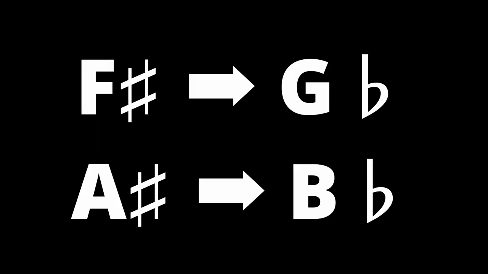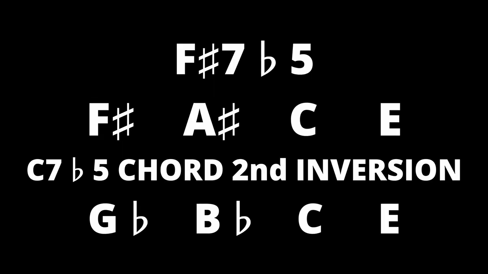If you are familiar with accidental notes, you will know that F sharp is equivalent to G flat and A sharp to B flat, which as expected is the same as the second inversion C7 flat 5. This means that in reality there are only 6 unique 7 flat 5 chords.